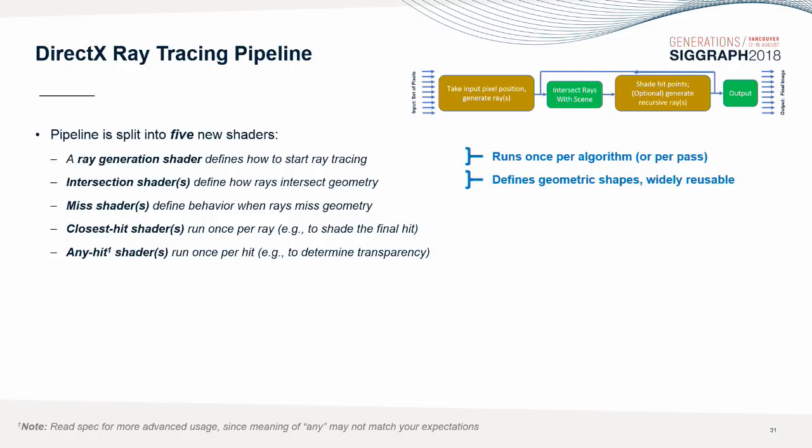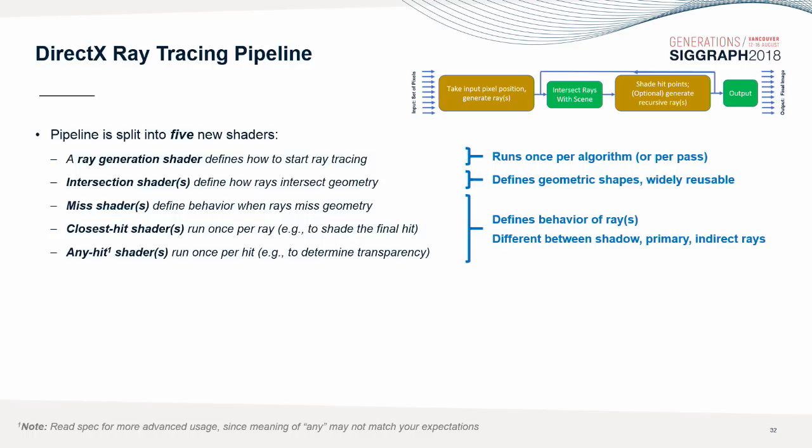And I just like to make a note here. As you go to use more advanced usages of this, please read the spec. The definition of any may not match your expectations. These collections of the miss shader, closest hit shader, and any hit shader define the behavior of rays. And you can have different rays in your program. As Pete was talking about, you might have a shadow ray, you might have a color ray, you might have a primary ray, you might have other sorts of rays. And so you can have multiple of these shaders depending on how many rays you have.